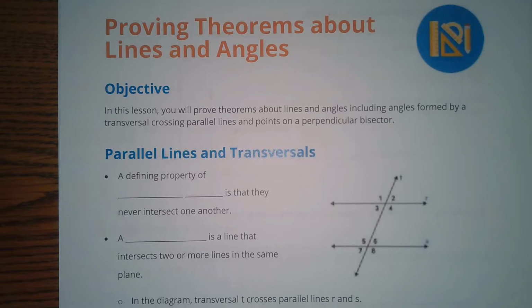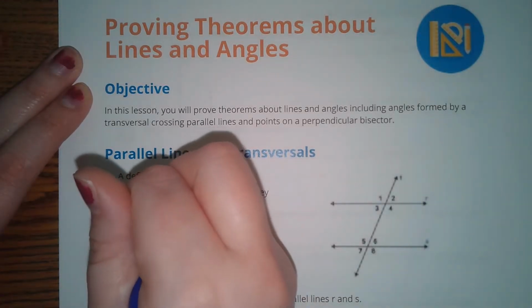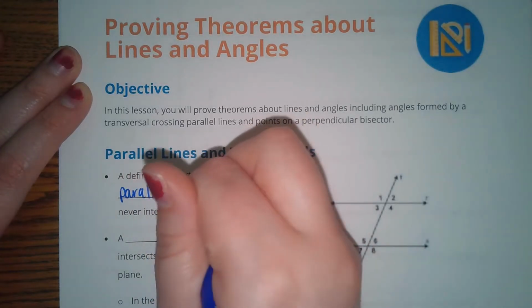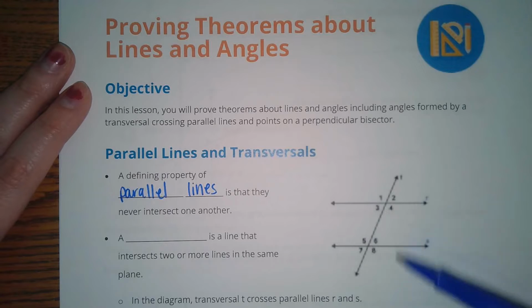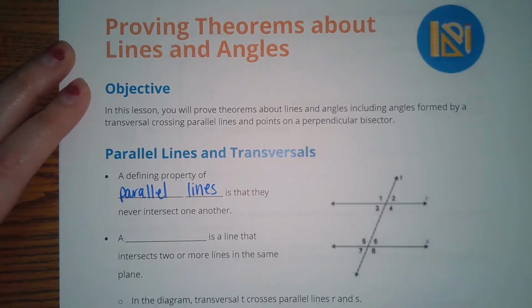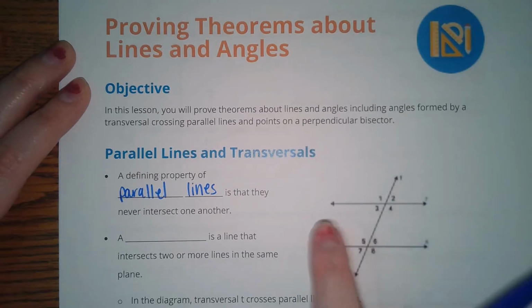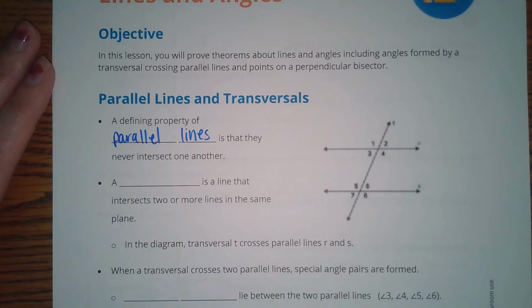So the defining property of parallel lines is that they never intersect one another. In addition to them not intersecting, just for the piece that you see, these two will never touch, right? This one's going to continue to go on, and they will never get closer or farther apart. So that's one defining property of parallel lines.